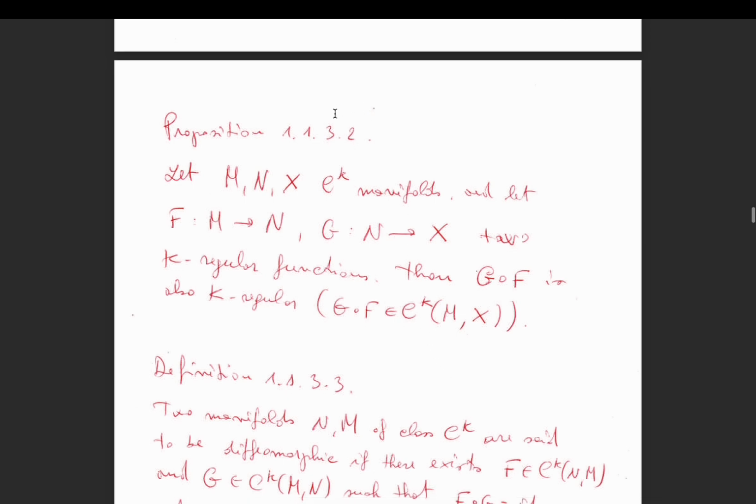Furthermore, let F and G be two k-regular functions, F from M to N and G from N to X. Then the composition G composite F is also a k-regular function, of class C^k from M to X.